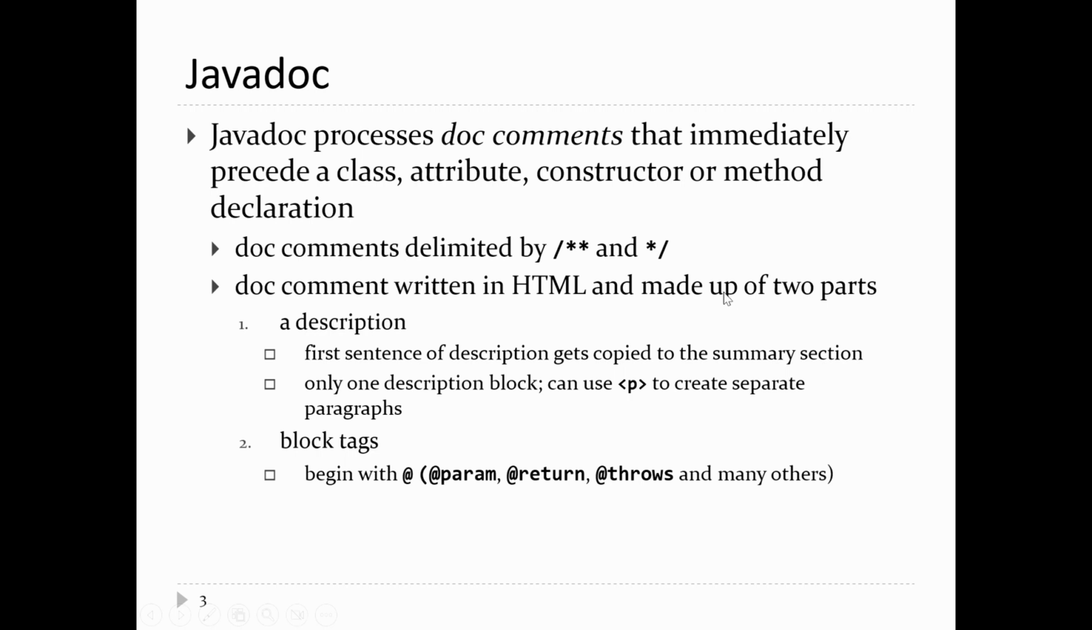It's typically made up of two parts. You get this description, which is just a bunch of text. The first sentence in the description gets copied into the summary section of the documentation. The rest of it goes into the detailed section of the documentation.